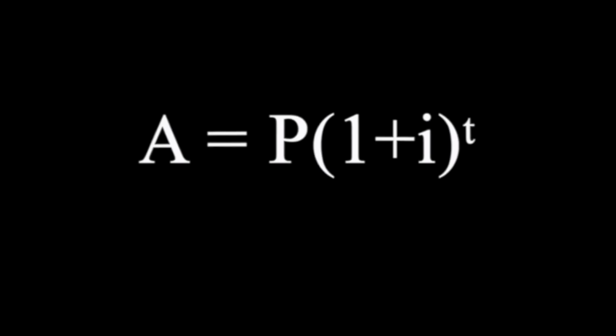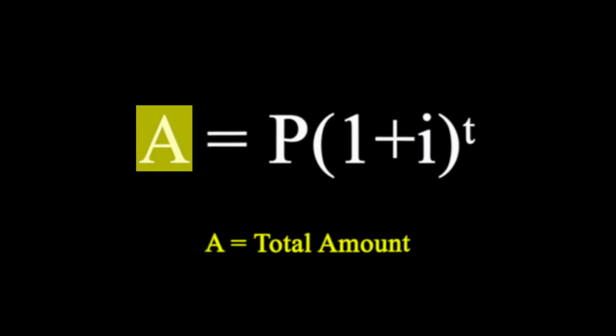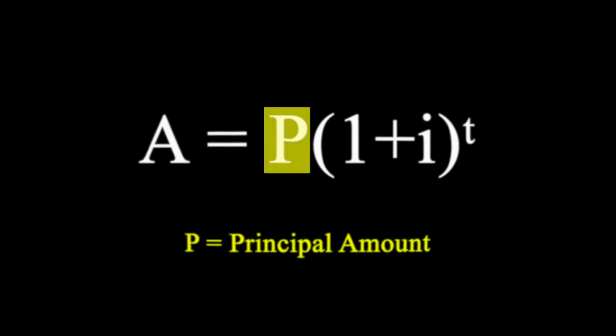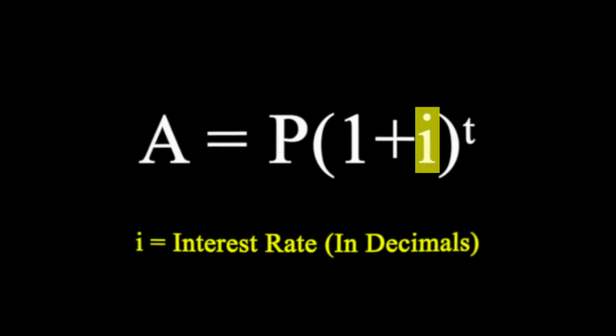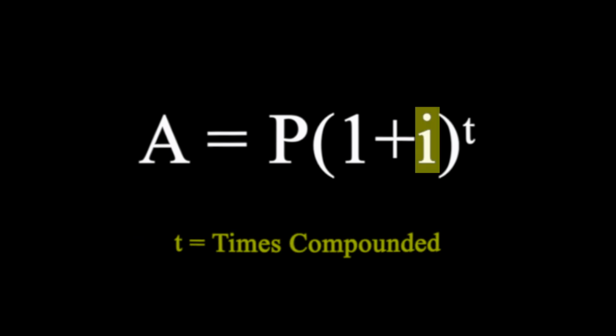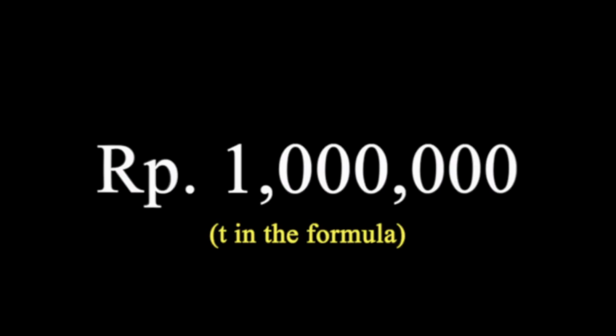This is the formula we are going to use to calculate compound interests. A is the total amount of money we will receive when we withdraw the money. P is the principal amount or the amount of money we deposited in the first place. I is the interest rate of the bank. And finally, T is the number of times the interest is compounded. Going back to the problem before, we want to find how many months it would take for us to get the 1 million, which is basically T in this formula.